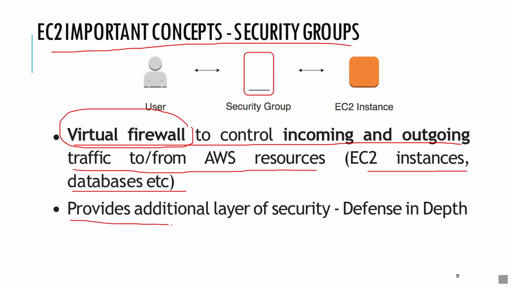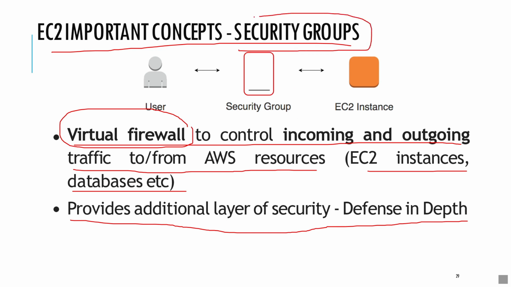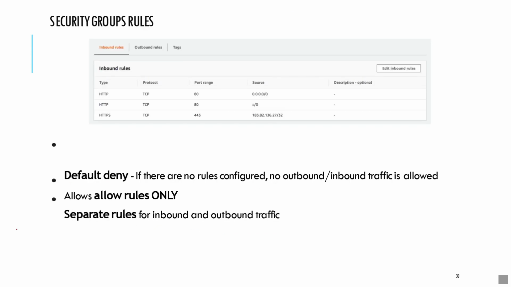It also provides an additional layer of security, that is defense in depth. For example, whenever we try to connect to an EC2 instance, we are not able to access the Apache server. For that, we open the security group and add a new rule over the inbound traffic. In order to access the HTTP web page, we need to configure the inbound and outbound rules according to our requirements. So this is about security groups.